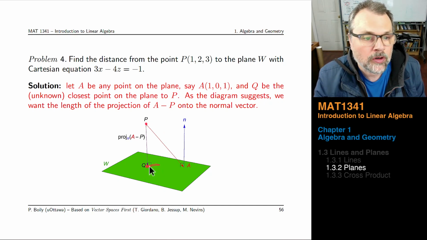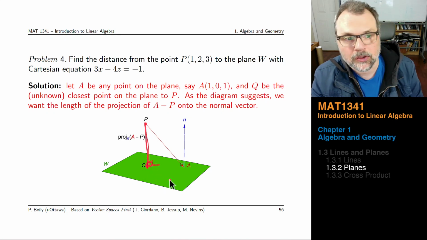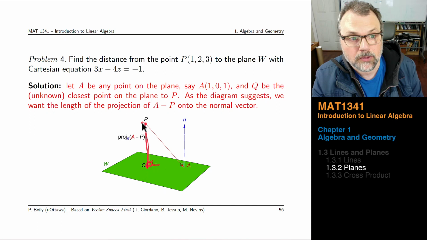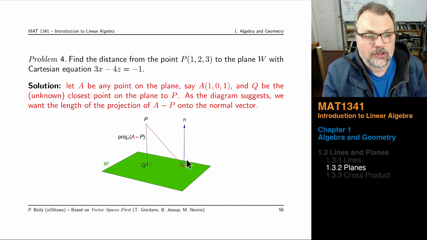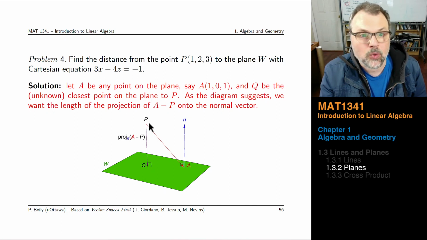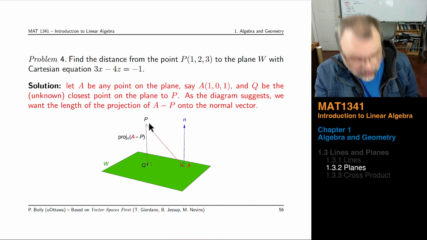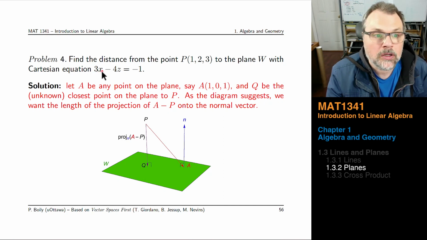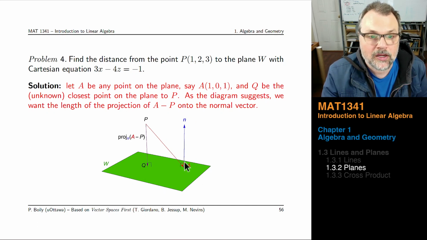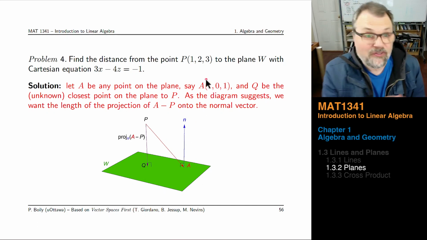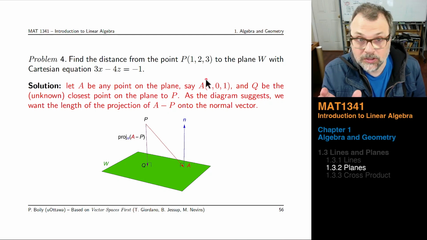So we're looking for the point Q in the plane that is going to give us a vector here, which is perpendicular to the plane through P. And we know how to do this, right? This is a projection. How it works is this. You pick any point on the plane. I picked 1, 0, 1. Is it actually on the plane? Let's verify. 3 times 1 minus 4 times 1 is 3 minus 4, which is minus 1. So yeah, the point A here in question is indeed on the plane. But you could find any other point in the plane and that would work just as well.